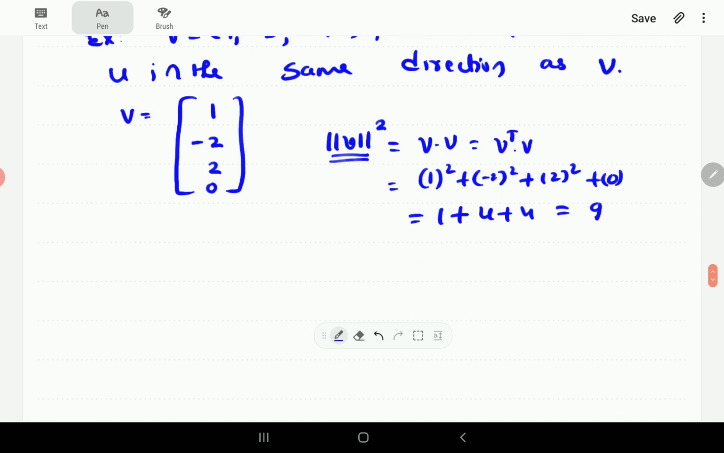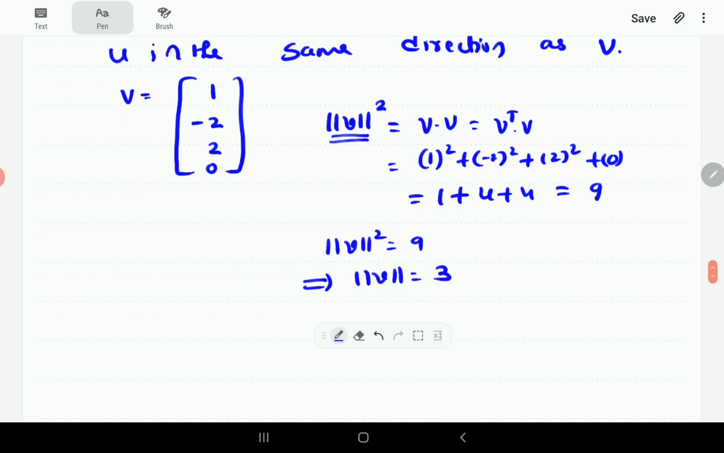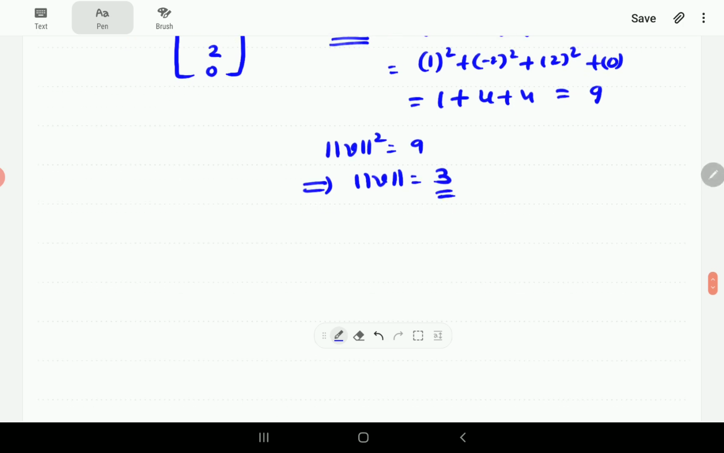So norm v squared is equal to 9. This implies the norm of v is 3. It would be plus or minus 3, but the length should be positive, therefore we take only the positive value, that is 3. Then we have already discussed how we get the unit vector by dividing it by its norm, right?